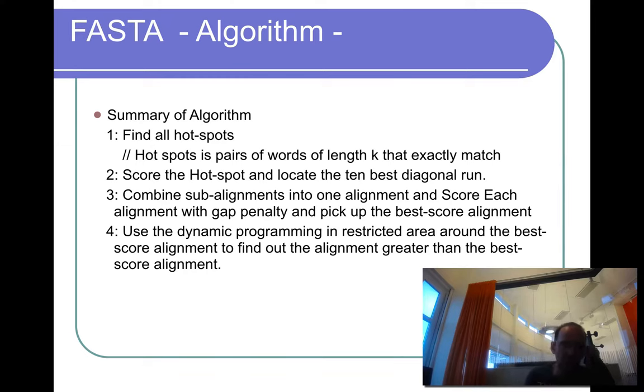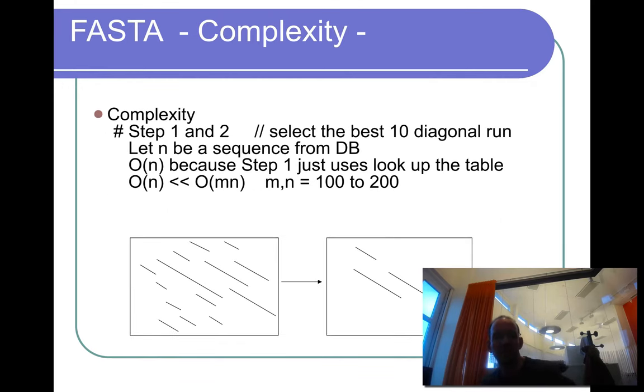So to summarize FASTA: one, you find all hot pairs of length k. For proteins, that's normally 2. For DNA, it's maybe 6. Two, you score all the hotspots and locate the 10 best diagonal runs. Three, you combine these into alignments, score each of the alignments with the gap penalty, and pick the best scoring alignment. Four, you find a restricted area around this, and then you use dynamic programming within this restricted area to find the best scoring alignment, and you get a result that in many cases is identical to what you found with dynamic programming, but in a much shorter amount of time.